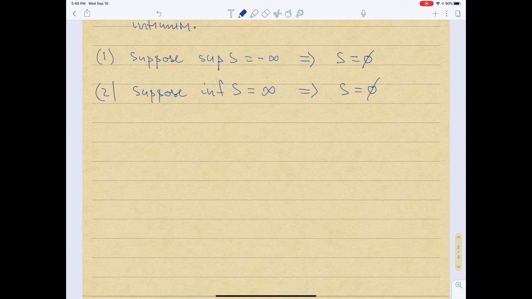We will be using these conclusions that we're drawing here at some point in the future.